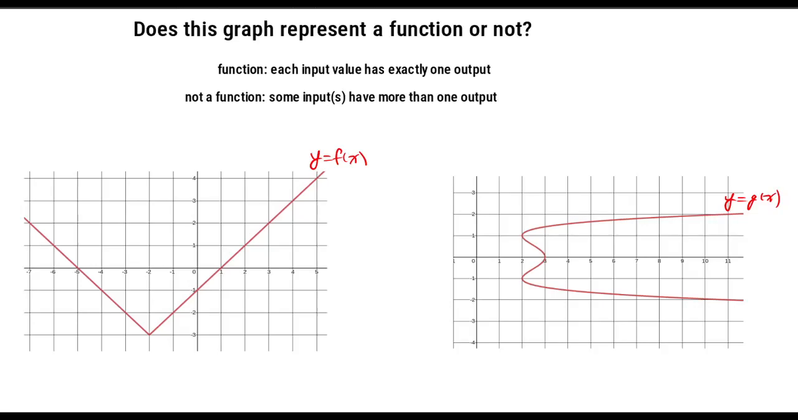If we're trying to decide if a graph represents a function or not, what we have to keep in mind is that, remember, a function is a relationship where each input value has exactly one output, and a non-function is where we have some inputs with more than one output.